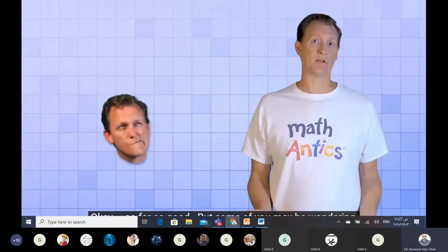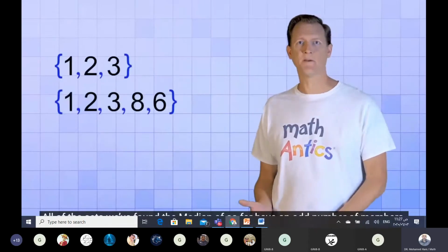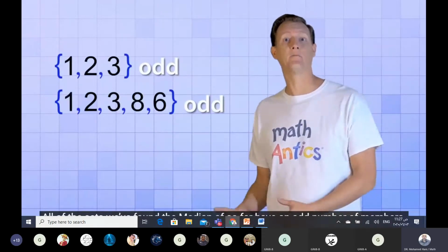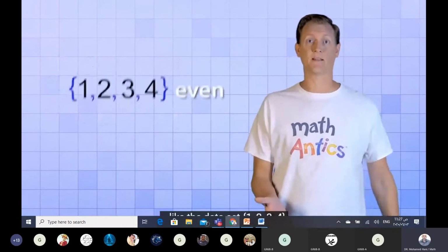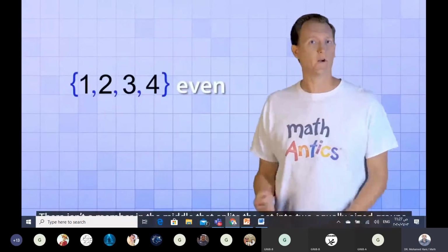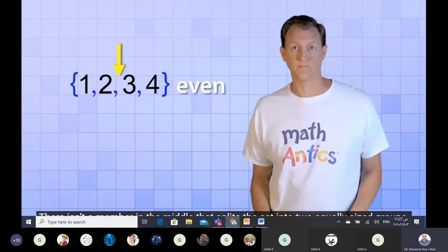But some of you may be wondering, what if a data set doesn't have an obvious middle member? All of the sets we've found the median of so far have an odd number of members. But what if a set has an even number of members, like the data set 1, 2, 3, 4? There isn't a member in the middle that splits the set into 2 equally sized groups.